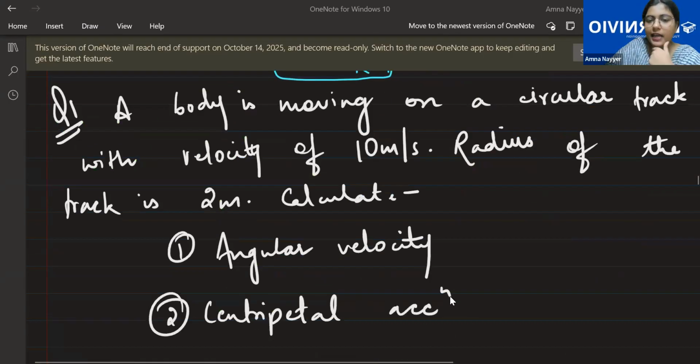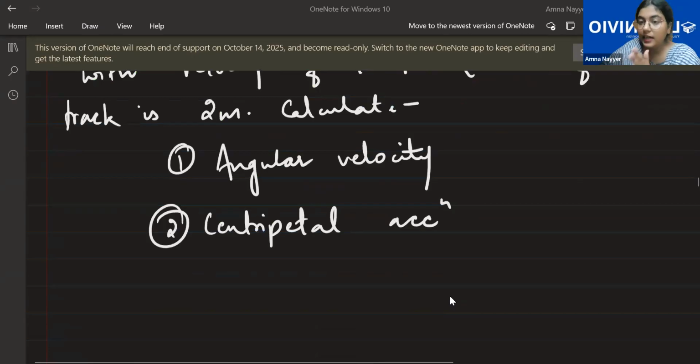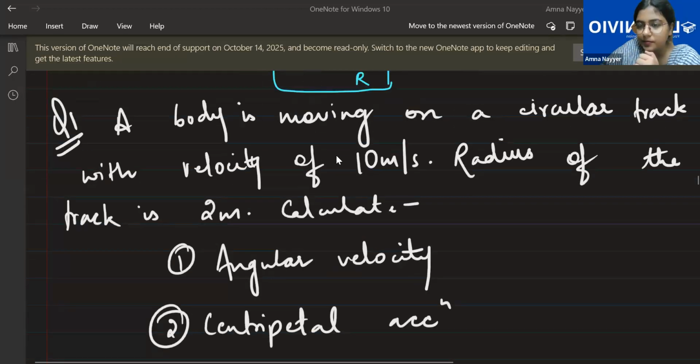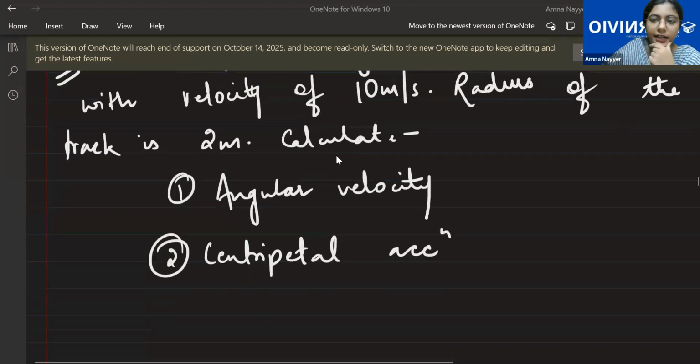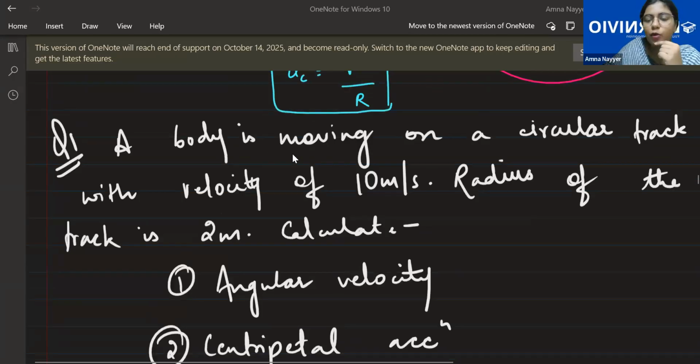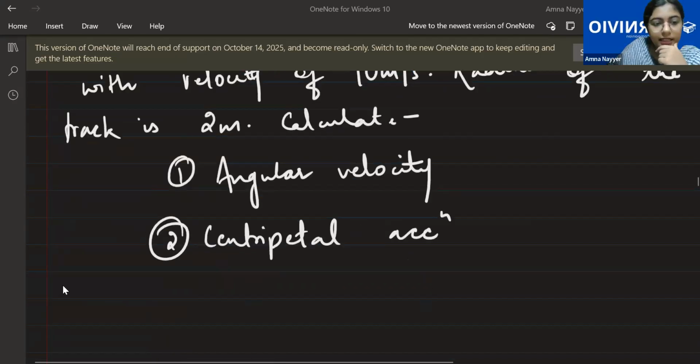Now what is this angular velocity? Angular velocity is different. As I told you, we have two kinds of velocities: one is the linear velocity, one is the angular velocity. Yesterday we already talked about the angular velocity, if you remember. Can anyone tell me the formula of angular velocity? Theta by T. Theta by the time T. Very good. Yes, theta by T. So here it says a body is moving on a circular track with a velocity of 10 meters per second.